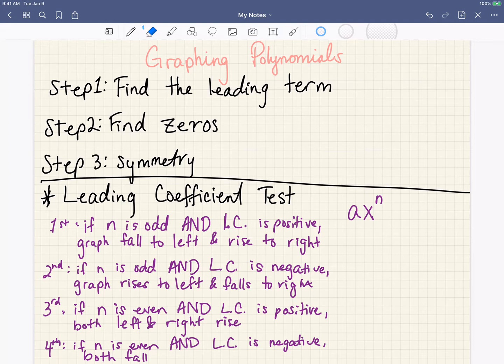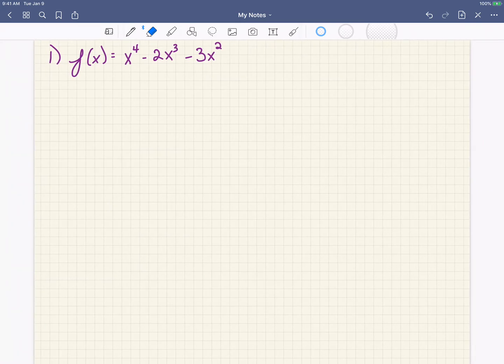So now we're actually going to go ahead and work on an example, or actually two examples, just so you can see the steps. So this is our first function, right? We have f of x is equal to x to the fourth minus 2x cubed minus 3x squared. So our first step is our leading term. Our leading term is obviously the one that's right in the front. So it's our x to the fourth. Now in this case, my leading coefficient is 1.